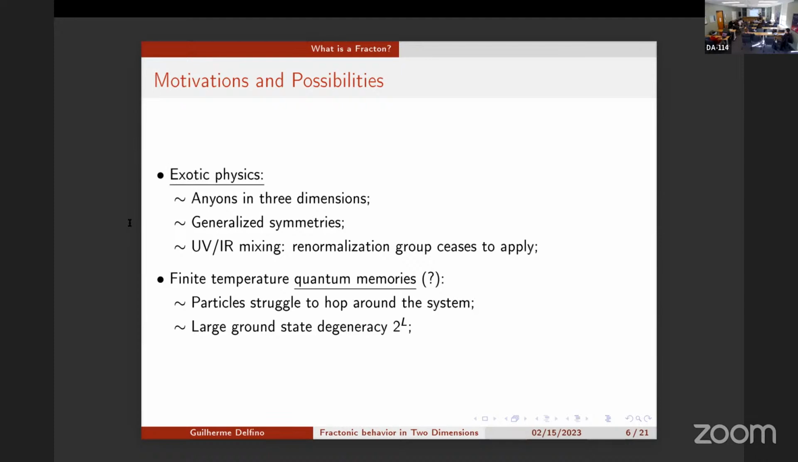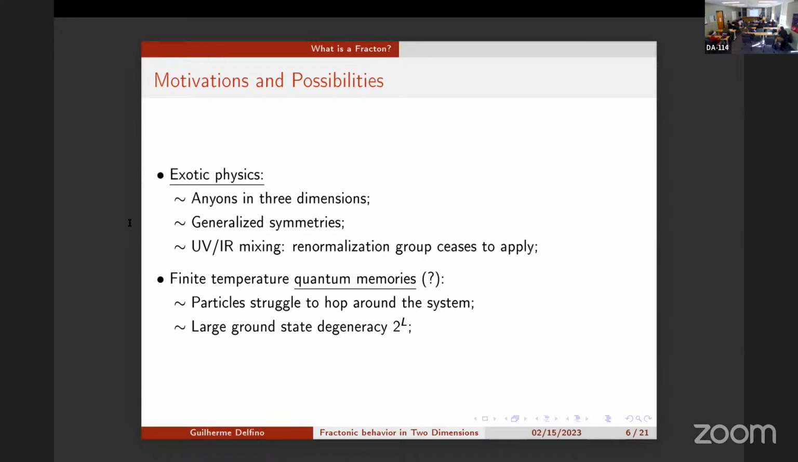Okay, these are some exotic physics motivations to study these fractal systems, but they are also very useful in the computer science community, as they are a good attempt at realizing finite temperature quantum memories. Usually in these quantum memories, we want to store our quantum information in the ground state. So we have several degenerate states in the ground state space, and we want to store the information there, because in these topological materials, the only way to go from one ground state to the other, like applying a unitary gate, is by hopping particles around.